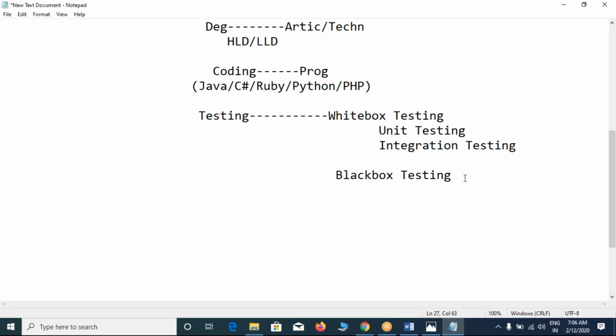So black box is also a collection of two levels, such as one is system testing, second one is user acceptance testing. So totally, testing means two methods, such as the white box testing method and the black box testing method, and four levels, such as unit testing, integration testing, system testing, and user acceptance testing.